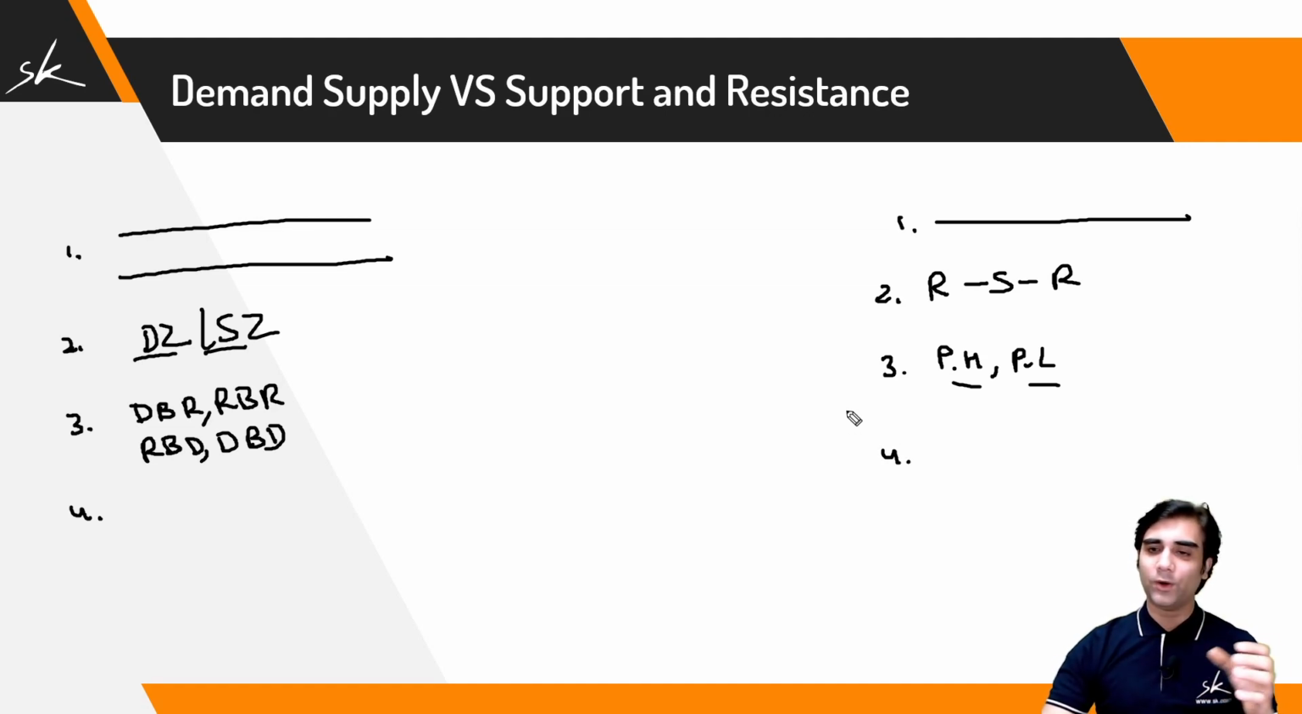And the fourth difference is that in support and resistance, people believe that the more number of times an area of support or an area of resistance is getting tested, the stronger the zone is, right? So they believe that more number of tests equals strength. It is more strong.